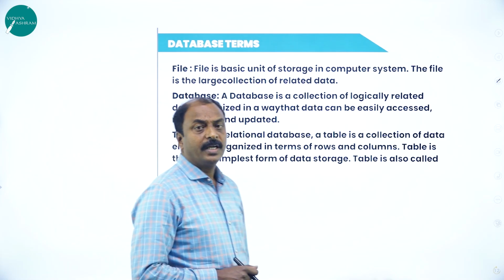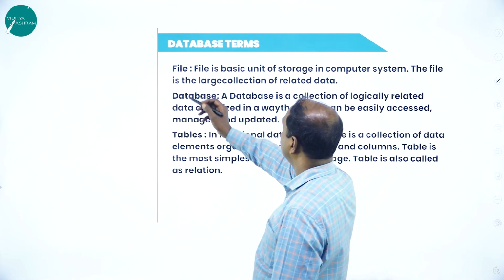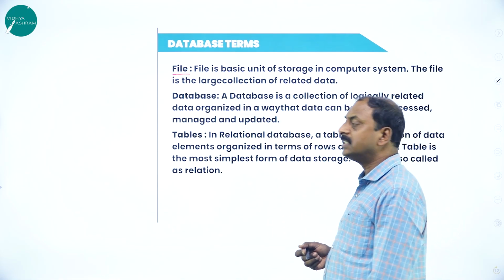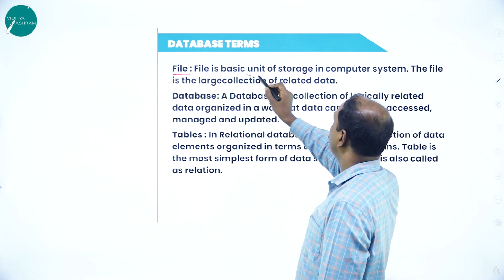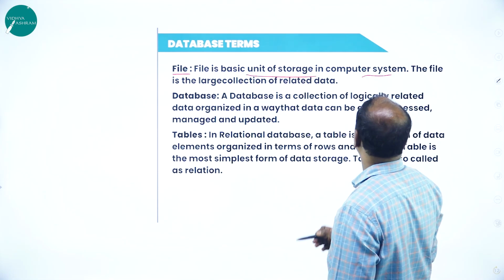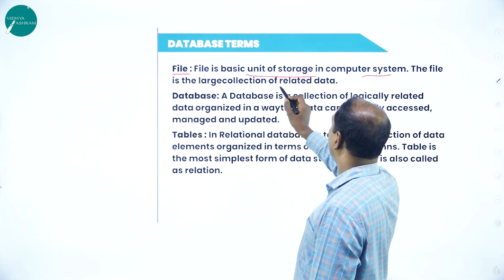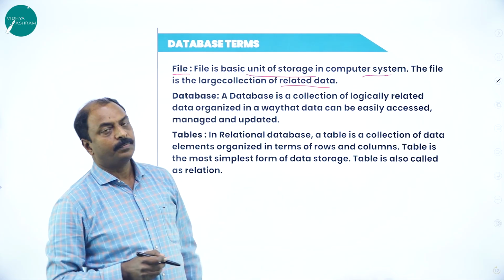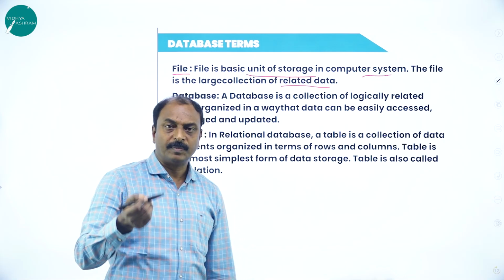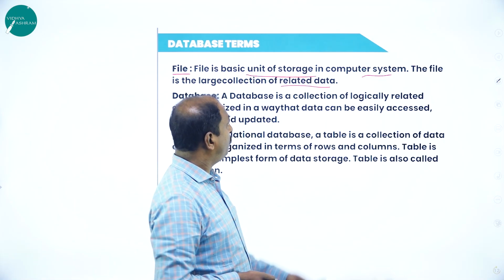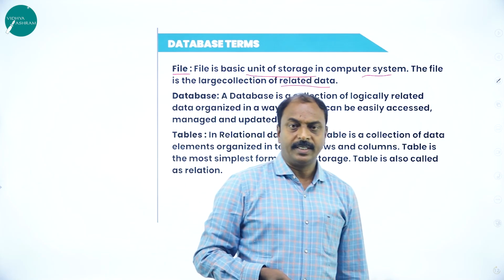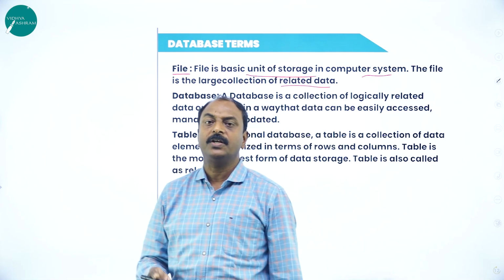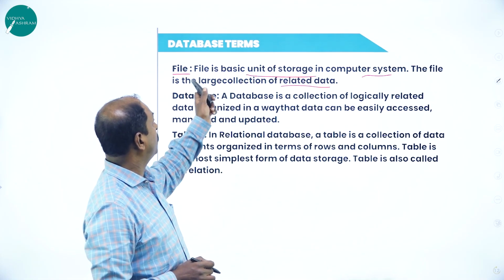Now, let us see the definition of all this again. So, first one is called a file. What is a file? As we have seen in our previous lessons or previous chapter, it is a basic unit of storage in computer system. And the file is a large collection of related data. So what is a file? It is nothing but the basic unit of storage in computers or in computer memory, and generally it consists of related data, or it's a collection of data. As we know, everything in the computer is in the form of file. It can be different types of file. So that is the definition of a file.